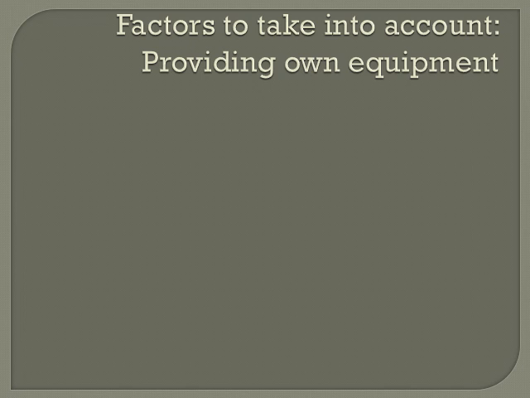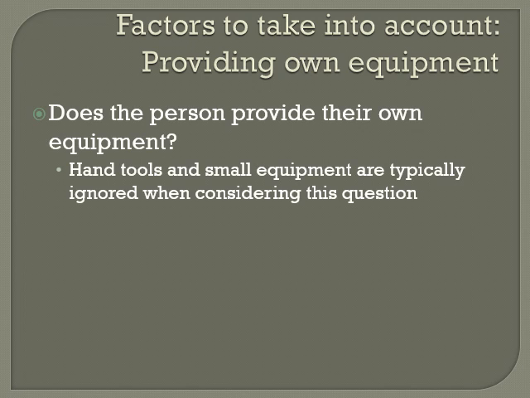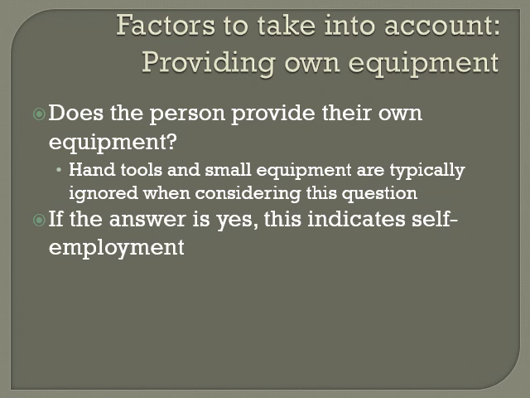Another factor to take into account is whether or not the worker provides their own equipment. Now, when we're considering own equipment, we would typically ignore things like hand tools and small equipment. So, for instance, a builder would not be considered self-employed because they brought their own trowel to work. But if the answer is yes, then again this indicates self-employment.